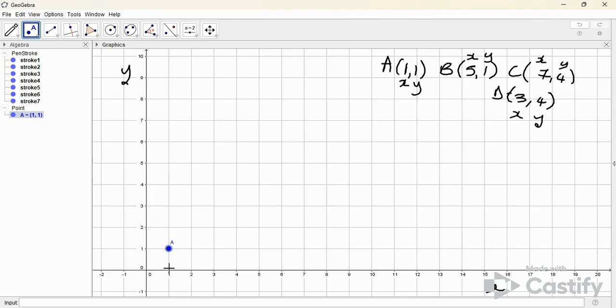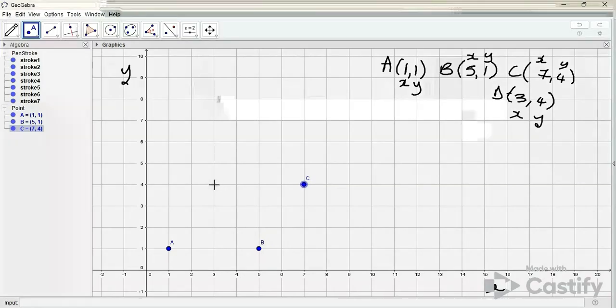Okay, and then we have B. So I'm going X again. X is 5 places over and 1 place up. All right, so we have point B. That's point A, point B. Point C, we have 7 places over and 4 places up. And that's point C. And for point D, we have 1, 2, 3 places over and 4 places up.